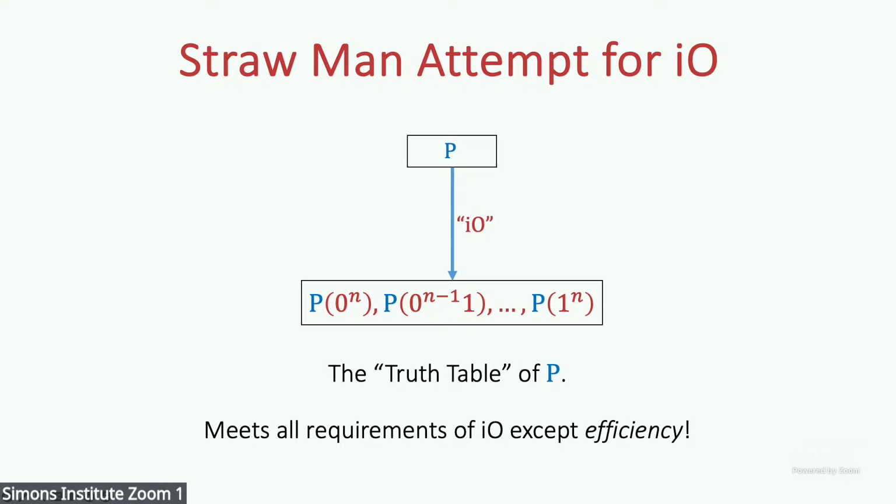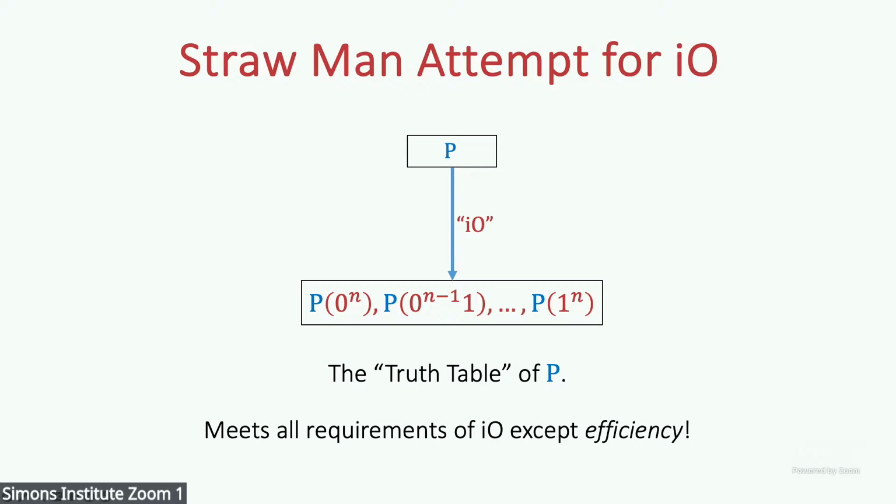Great, done. Of course not. So why aren't we done? The only requirement that it doesn't meet is efficiency. It's ridiculously inefficient to write out the entire truth table. But this already gives us a sense of why efficiency is going to be the key thing for us to think about.